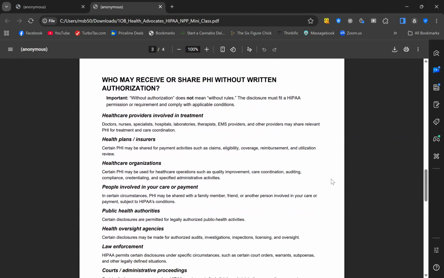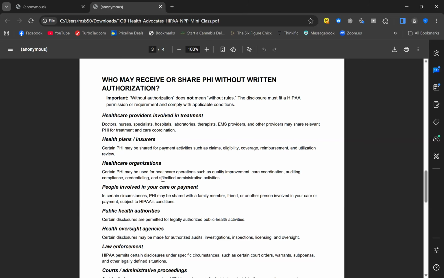So, who may receive or share your private health information without written authorization? So, I have on here, important: without authorization does not mean without rules. The disclosure must fit a HIPAA permission or requirement and comply with applicable conditions. Healthcare providers involved in treatment. These are your doctors, nurses, specialists, hospitals, laboratories, therapists, EMS providers, and other providers who may share relevant health information for treatment and or care coordination.